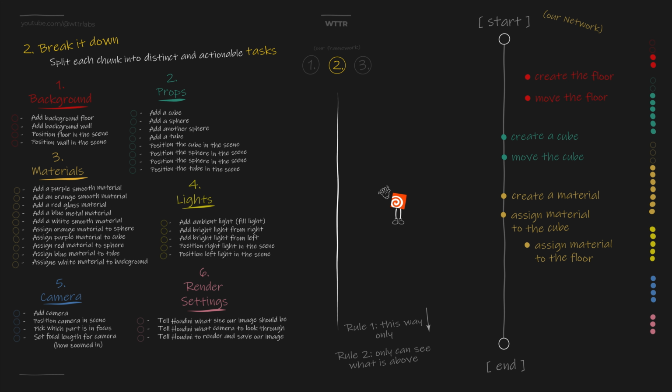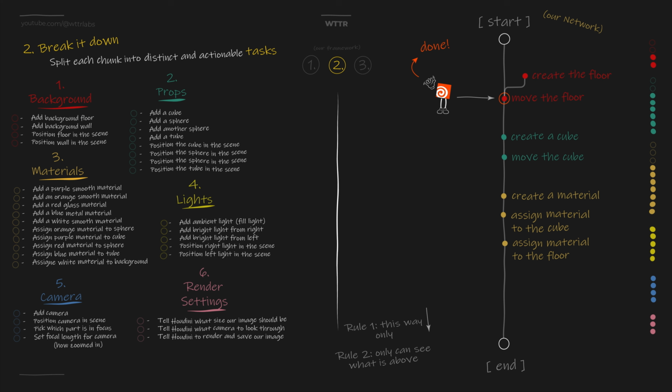To make it more fun, let's add 3 more tasks. We'll assign create the floor, move the floor, and assign material to the floor by connecting those into our network. Now this line is getting a little bit cluttered, so let's move this task of create the floor to the side. Now at this point in our network, Houdini has the same issue as before. It doesn't know what floor we're talking about. So let's fix that by connecting it again.